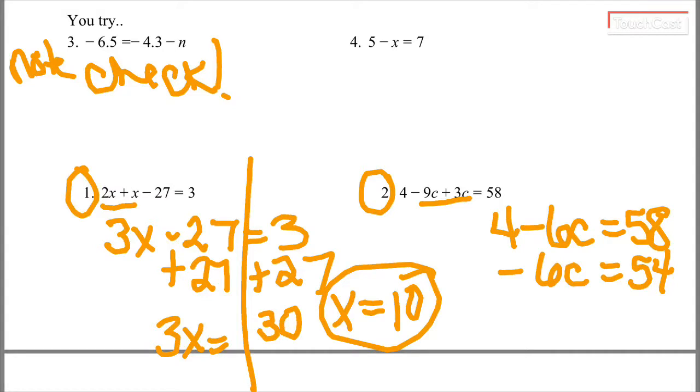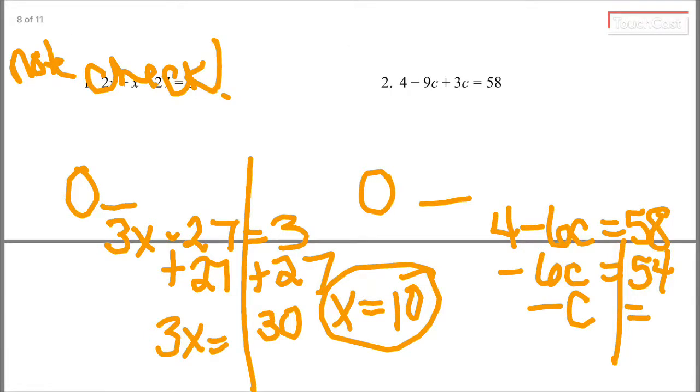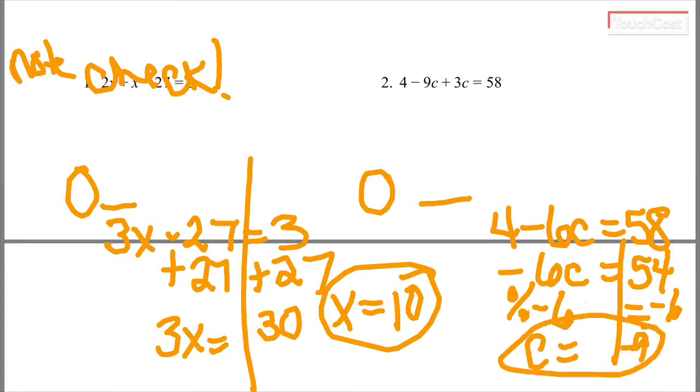Then we're left with negative c, because we're going to divide by 6, equals, well, actually, you know what I'm going to do? I'm going to divide by a negative 6 because that would be a lot better, because then it gets rid of the negative right away. So I'm going to divide by negative 6 on both sides, and then c equals negative 9. There you go. Good work so far.